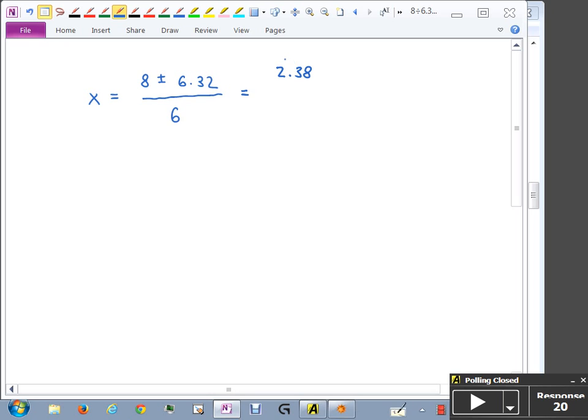I wouldn't take off for that. I don't care. 2.38 is good enough. So that's one answer. The other answer, you do the 8, you subtract the 6.32, divide that by 6. Why in the world is my calculator doing this? I lent this to somebody, and then I don't know what happened. .28. Those are your two answers.